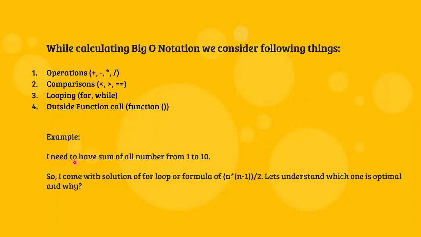Suppose we have been asked to find the sum of all the numbers from 1 to n. That means 1 to 10 in our case. At that time, some people will do the calculation using a for loop, where they will run the loop from n equal to 1 to n less than or equal to 10. And one by one, they will add up to the sum. And at the end, they will print the value.